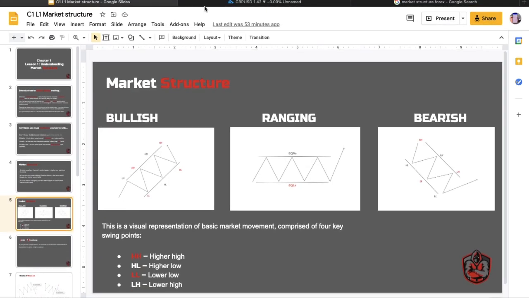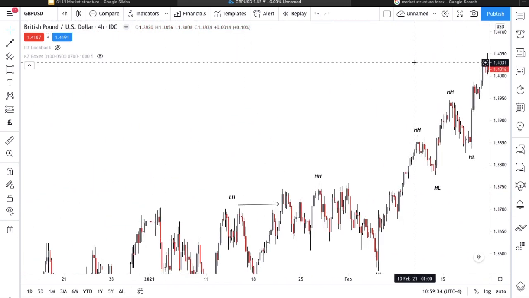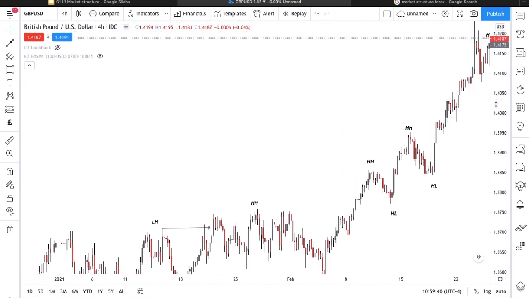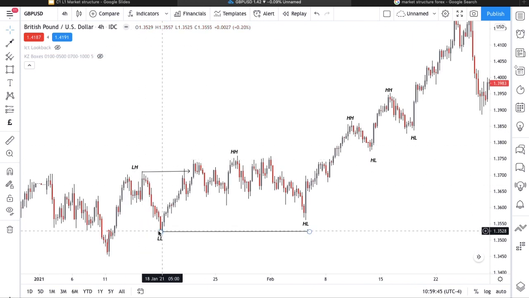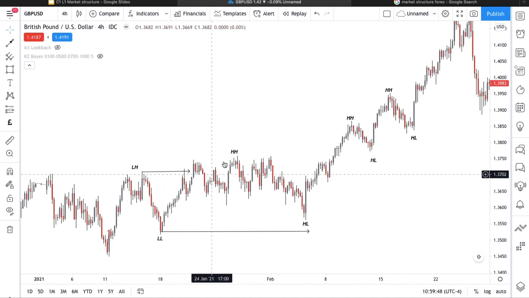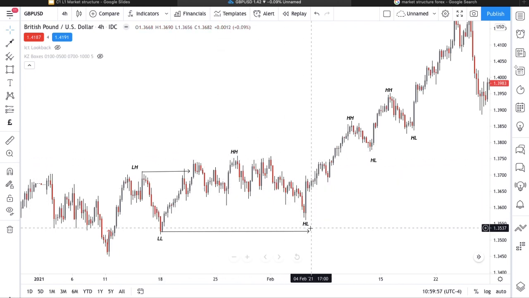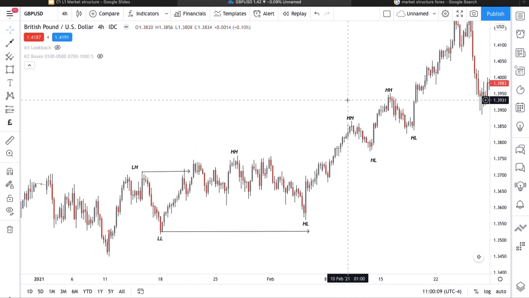Now, if I just show you an example on GU, right over here, we can clearly see price is printing a series of higher highs and higher lows, right? So as we can see here, this was a lower high, then we have a lower low. Price impulses over to the upside, closing above this lower high, therefore printing a new higher high. When price then pulls back, it fails to close below this low, therefore creating a higher low. And then price impulses over to the upside, closing above this higher high, therefore creating an even higher high. And then so on.